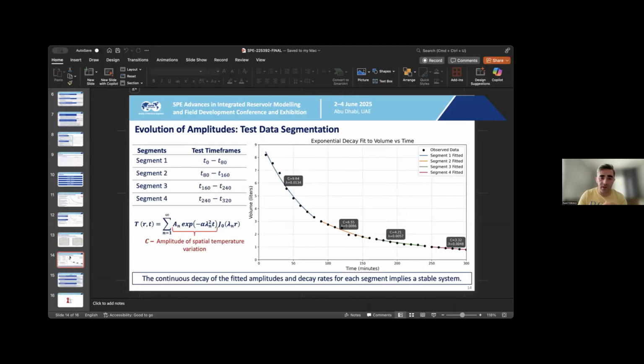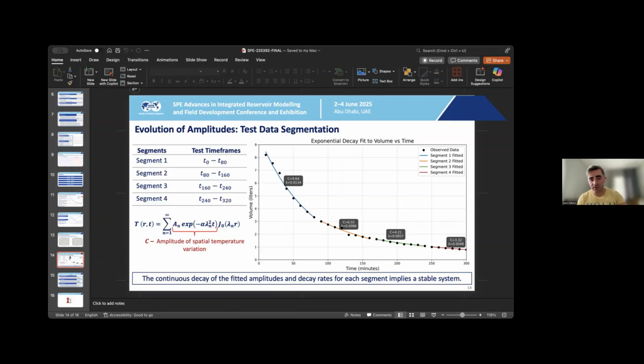So when we are trying to segment this inflow test data into 4 segments, let's say in my case the test lasted 320 minutes, right? So it's around 7 hours. For each segment I took segment 1 as 8 minutes, and then segment 2 as 8 minutes. So basically I divided all those segments into 8 minutes each and tried to compare how those eigenvalues and C compare.